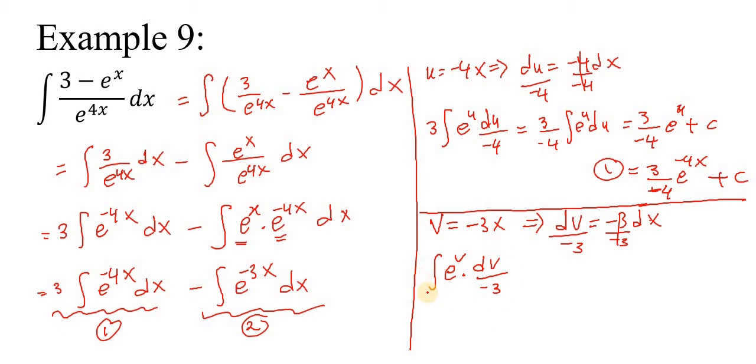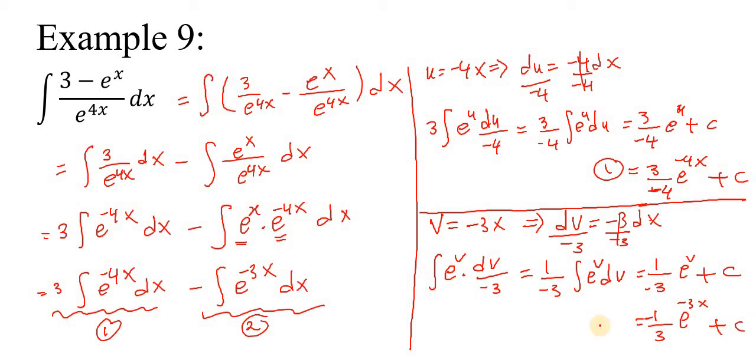I will take 1 over negative 3 outside and then integrate normally. So this will become 1 over negative 3, or negative 1 over 3, the integration of e to the v dv. And eventually this is equal to 1 over negative 3 e to the v plus c. I'm going to replace v with its value, which is negative 3x. So this will become negative 1 over 3 e to the negative 3x plus c. So this is the final answer, number 2.